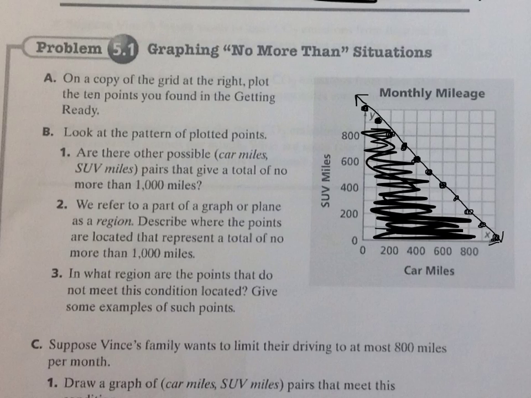The points are located in the lower right hand, lower left hand part of the graph that show no more than 1,000 miles. In what region are the points that do not meet this condition? In the upper right hand.